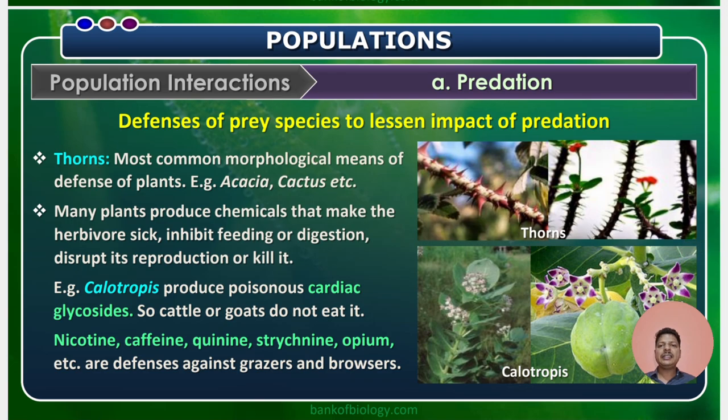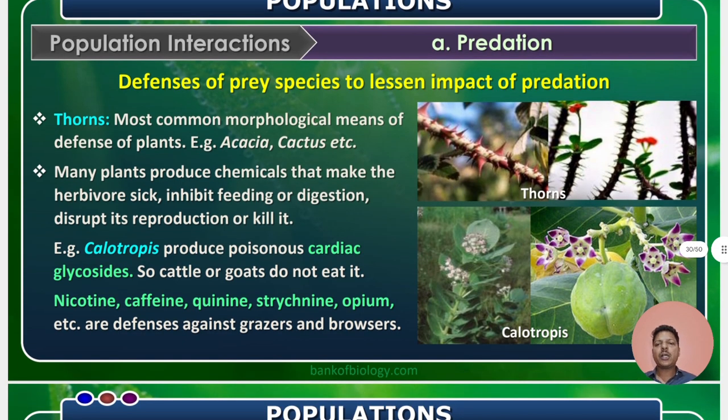Next, defenses of prey species to lessen the impact of predation. Second is thorns, the most common morphological means of defense of plants. Example, acacia and cactus have thorns. Many plants produce chemicals that make the herbivore sick, inhibit feeding or digestion, disrupt its reproduction or kill it, like Calotropis. Calotropis produces poisonous cardiac glycosides, so cattle and goats do not eat it. Nicotine, caffeine, quinine, strychnine, opium, etc. are defenses against grazers and browsers.